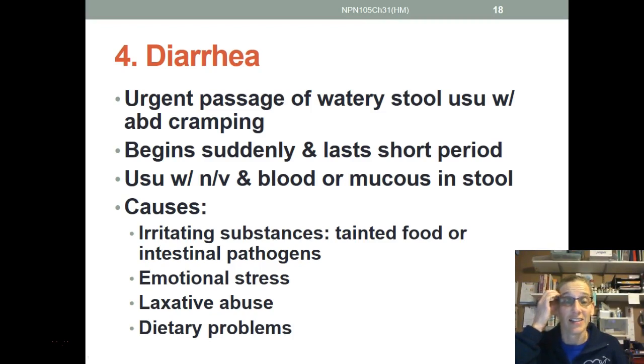All right, diarrhea. Diarrhea is the urgent passage of a watery stool, usually with abdominal cramping. It begins suddenly and lasts for a short period. It is usually associated with nausea and vomiting and blood or mucus in the stool. Causes can be irritating substances, tainted food, or intestinal pathogens. Emotional stress can cause diarrhea. Laxative abuse and dietary problems can also cause it.